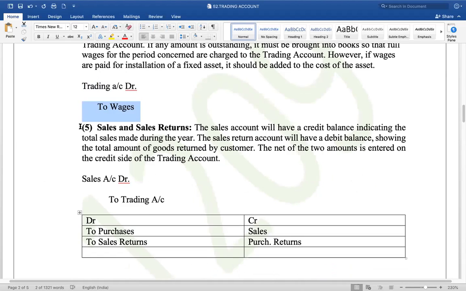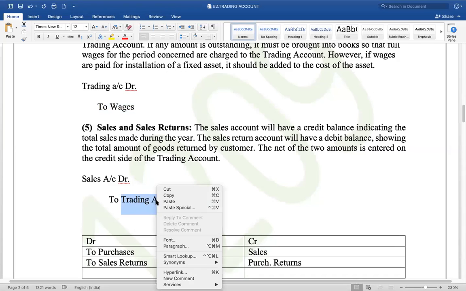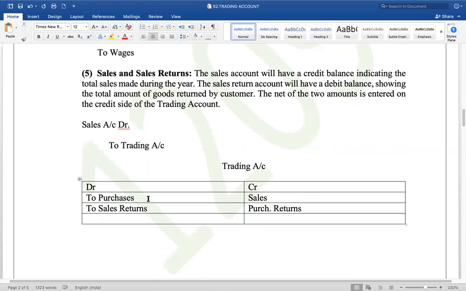And when it comes to sales, which are income, sales are credited into the trading account. Now I'll talk about returns. There are purchases and purchase returns, sales and sales returns. Let's say this is a trading account. When it is a trading account, look at this. All purchases are debited. Trading account, debit to purchases.